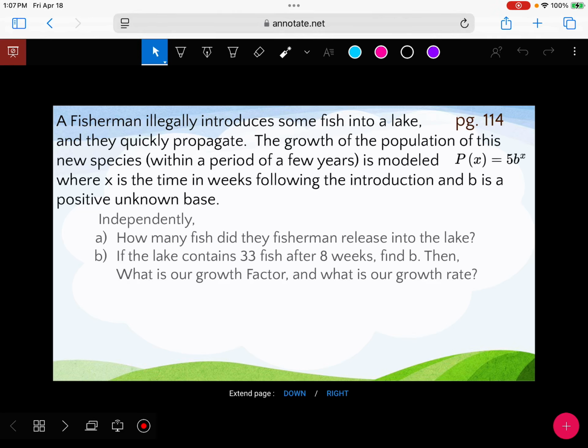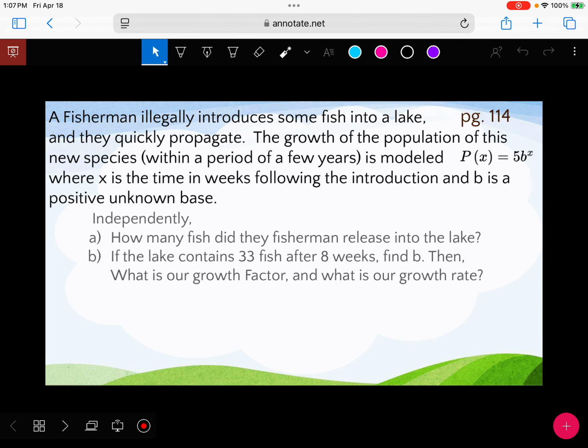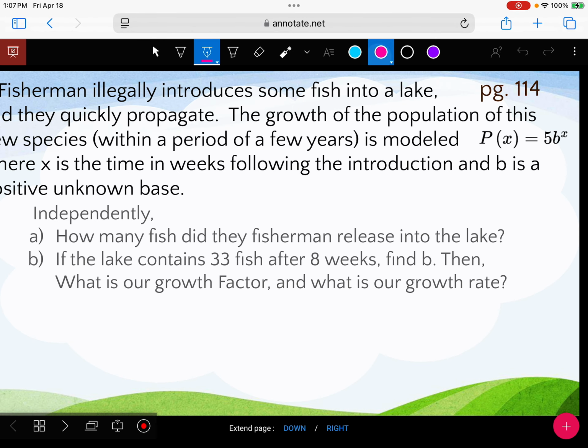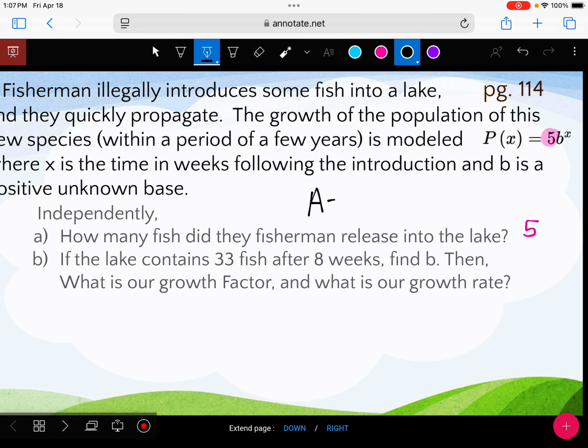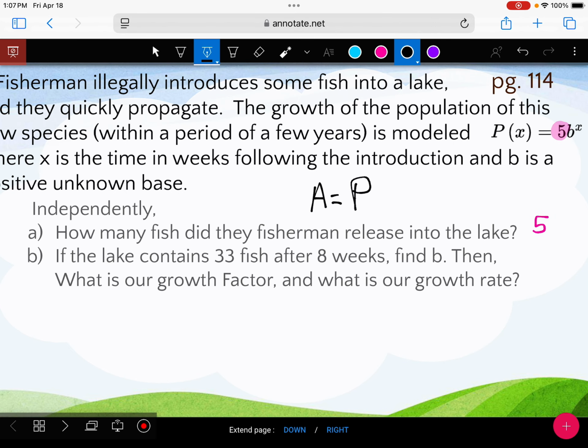What do we think? How many fish did they release into the lake? Yeah, they released 5. How do we know it's 5? It's what's being multiplied against our base. It was 5 times b to the x. That means our principal is 5. Typically, we write this equation as our amount equals principal times base to the x. So since we had that 5 in the front there, that means this was our principal. That's what we started with. So we started with 5 fish.